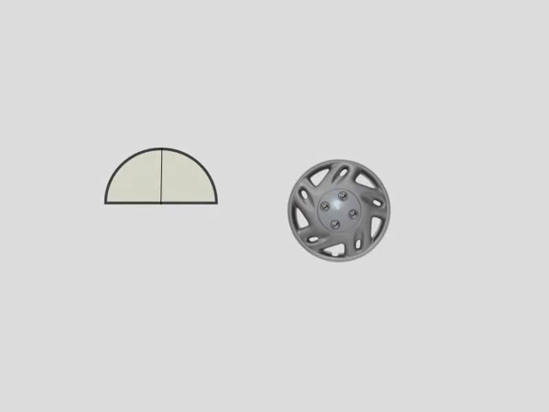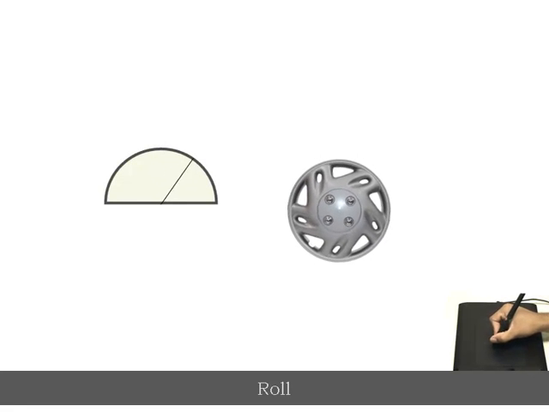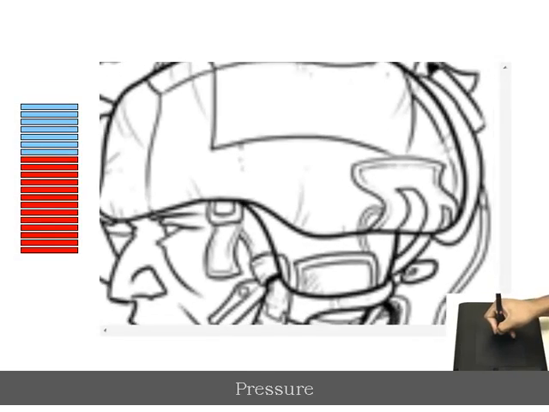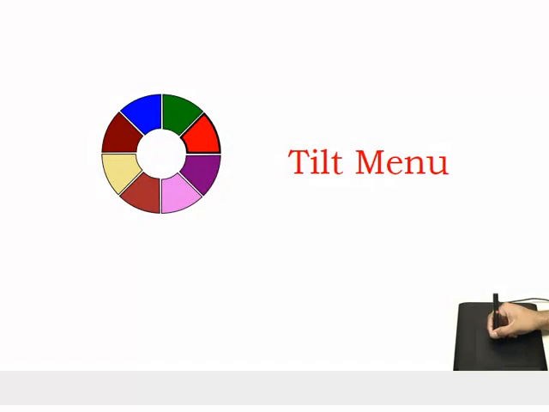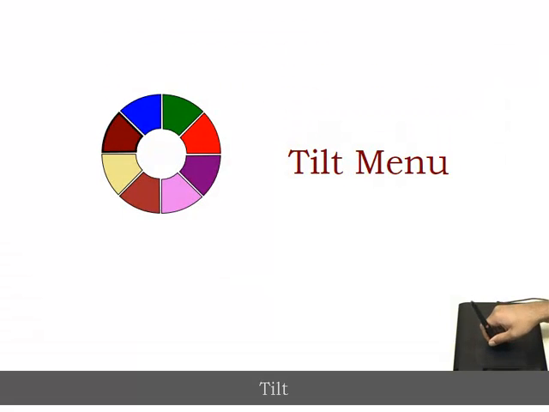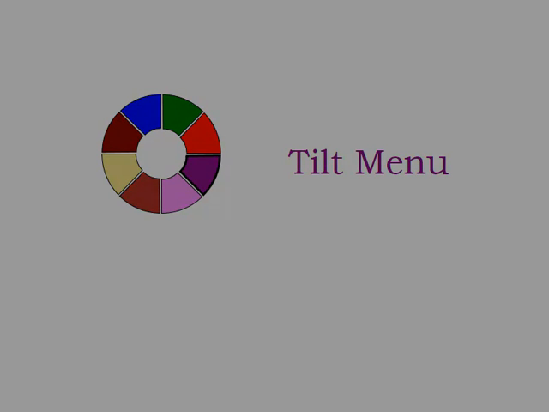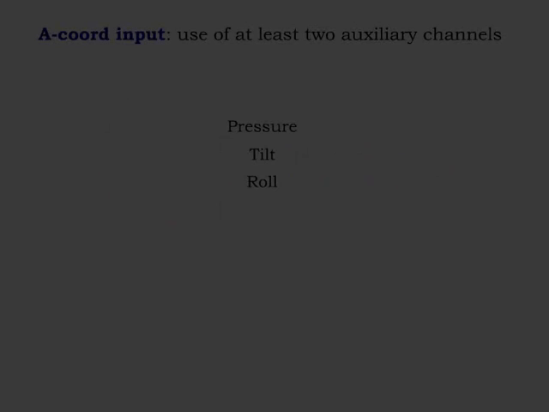The digital pen has several auxiliary input channels, such as roll, pressure, and tilt. Research has demonstrated the value of using such channels. However, using one channel alone limits us to interactions in 1D and with a small range of selectable items.